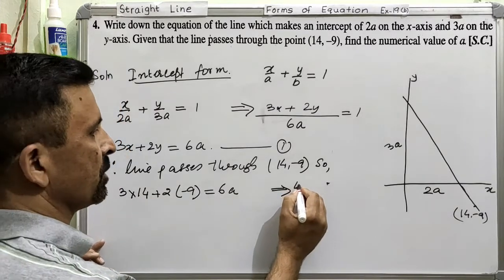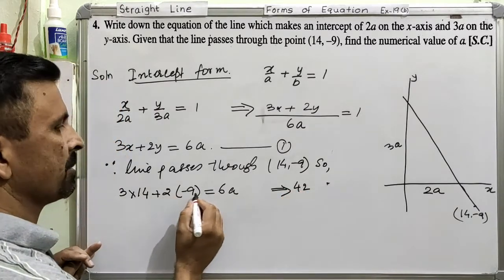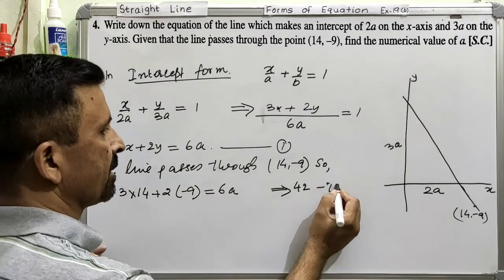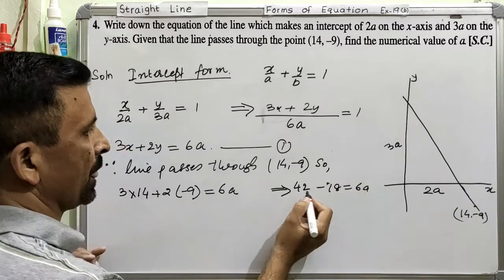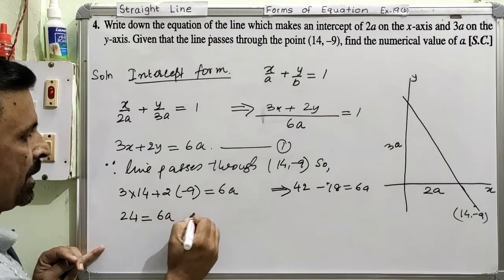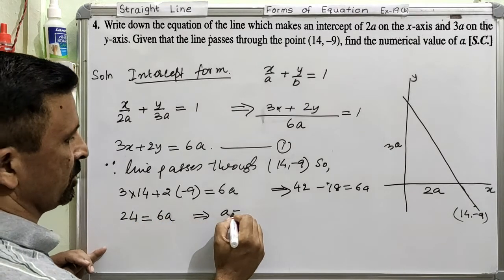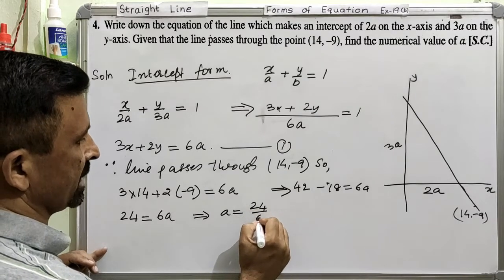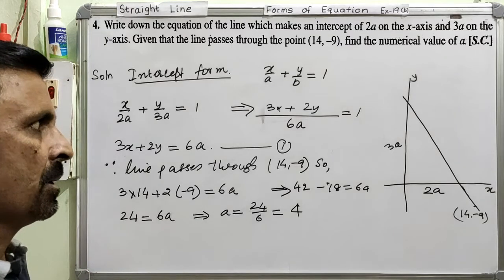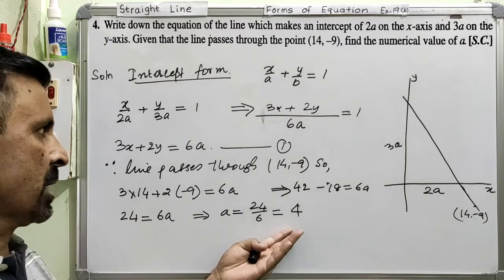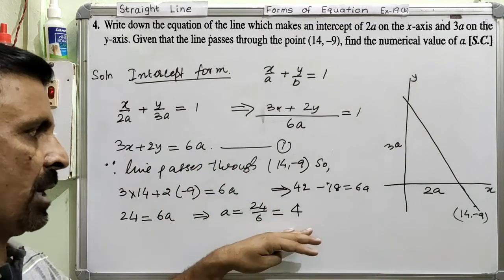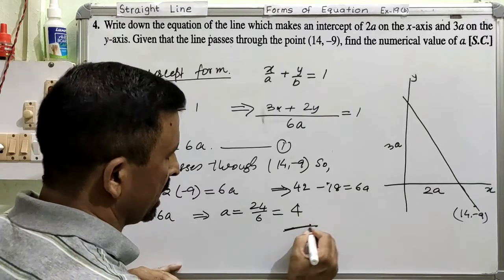14 3s are 42 plus minus, because we are going to multiply these two quantities, so minus 9 2s are 18, is equal to 6a. Now 42 minus 18, 24 is equal to 6a. And this implies your a is equal to 24 divided by 6 is equal to 4. So you got the value of a, right? Here we are not asked to give the equation. If we are asked to give the equation, further we will put it here and then we will write the solution. But we are asked only to calculate the value of a. So this is your final answer.